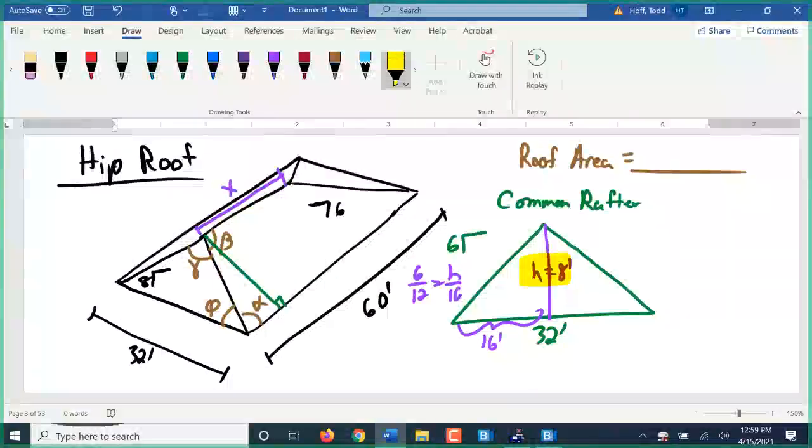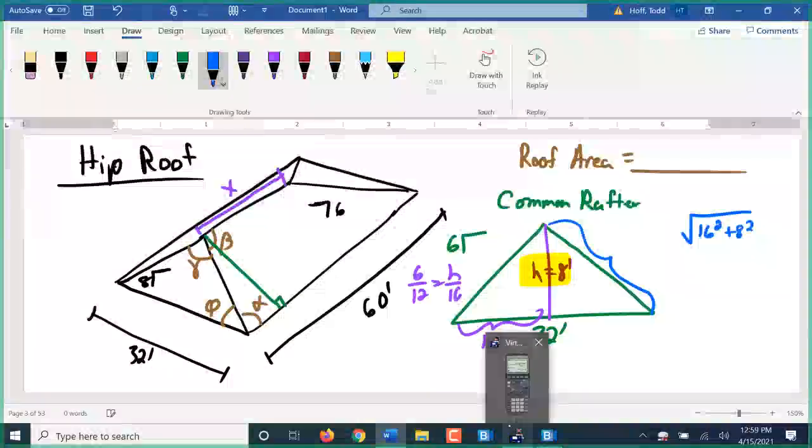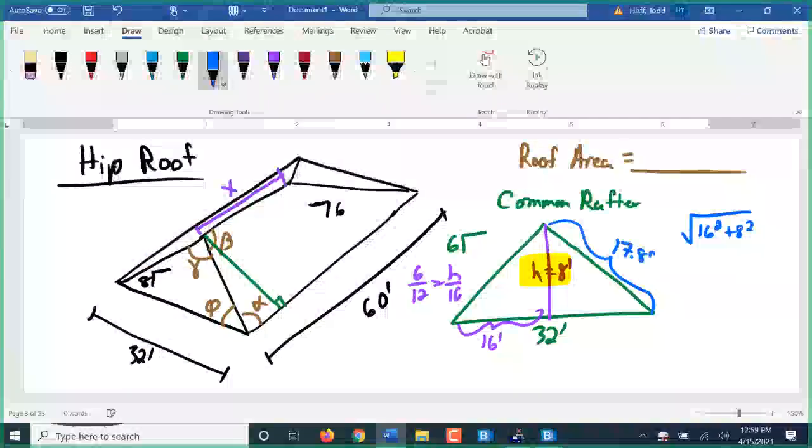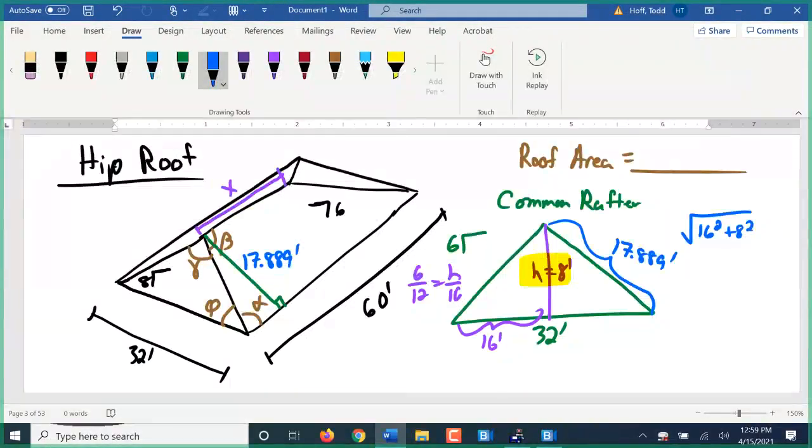For right now, however, we want to do the length of the common rafter here, which is going to be very important. That's just going to be the square root of 16 squared plus 8 squared. We have 17.889 feet. So this length here is 17.889 feet. That's going to be an important dimension in just a minute.